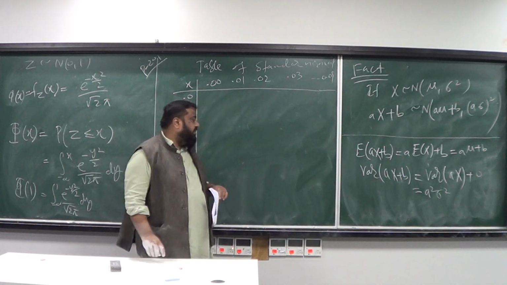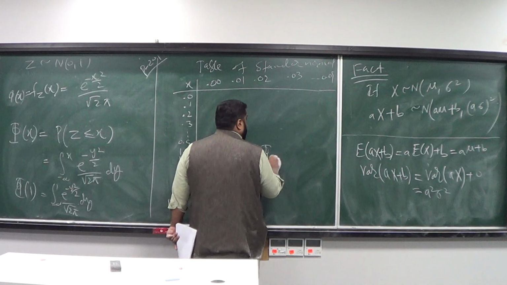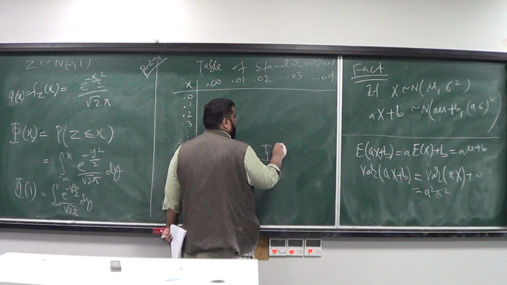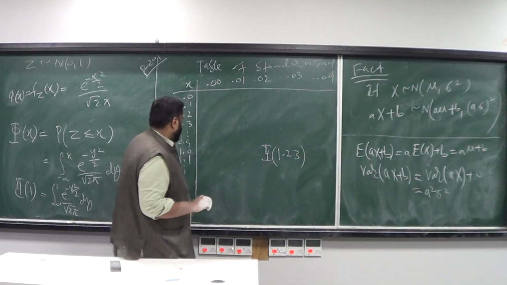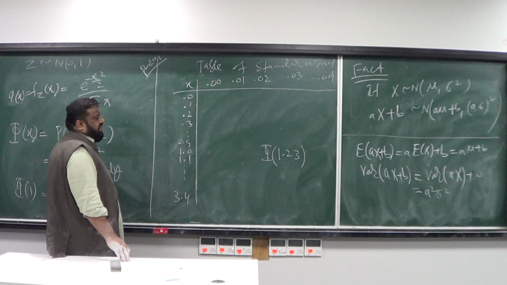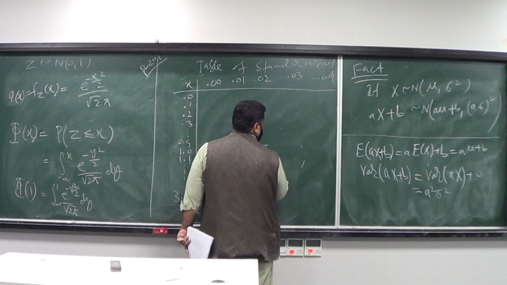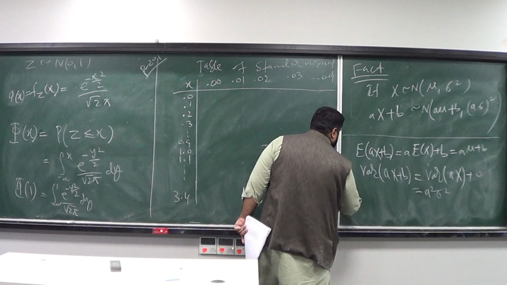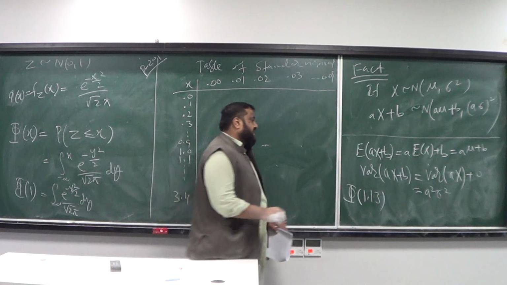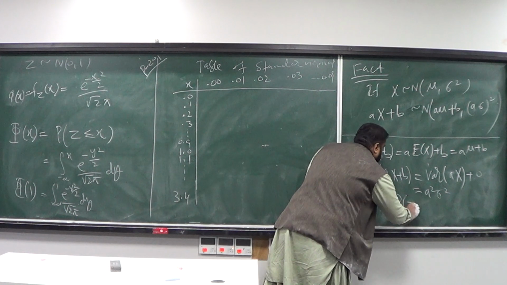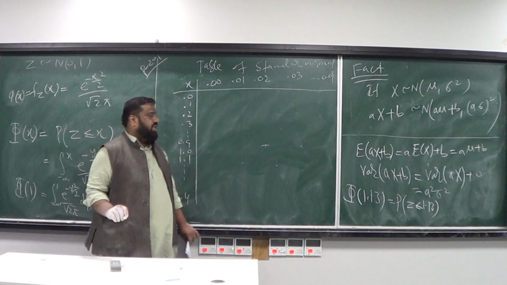Now, how do we use this table? What is the method? For example, I want to compute phi of 1.13. Imagine I want to compute phi of 1.13. That means I want to find what the chances are that the standard normal random variable has a value less than or equal to 1.13. This is what I would like to do.